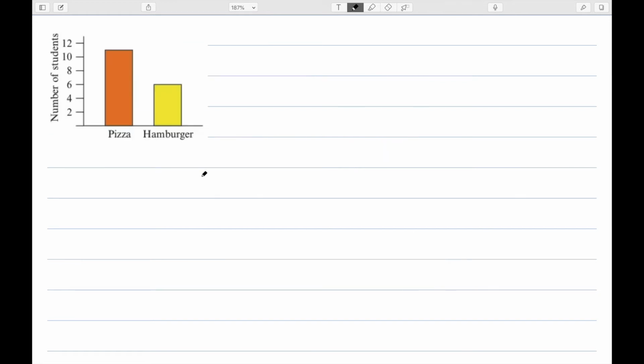Here I have a graph. We polled our class to see what they wanted for lunch, and we made a graph of how many wanted pizza versus how many wanted hamburgers. So let's look at our three different levels of comprehension. Let's start with read the data.